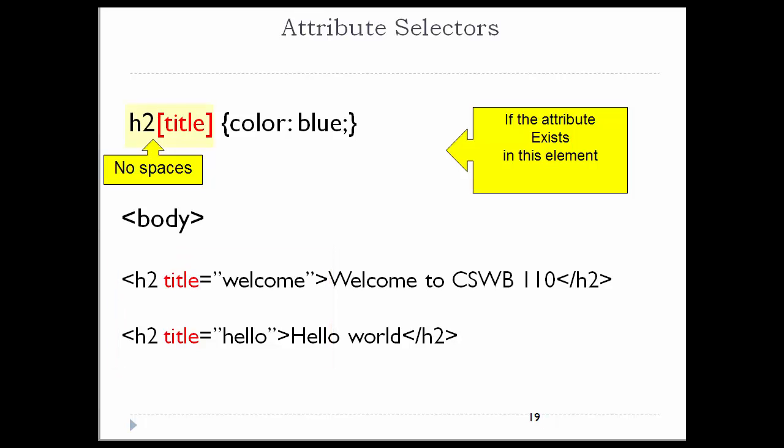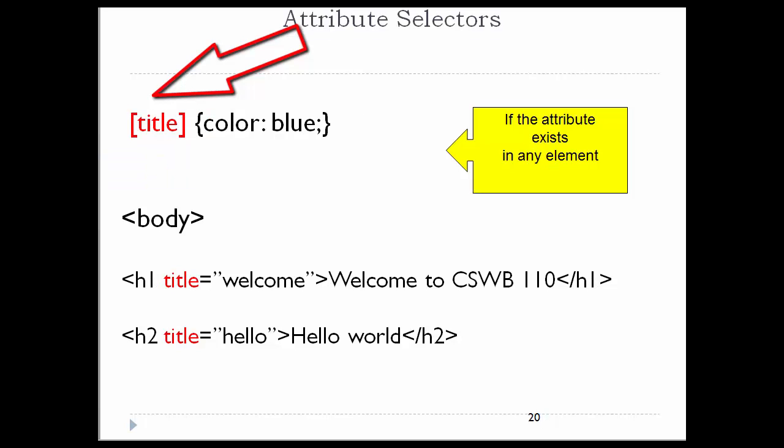So what our selector says, H2 title, and there are no spaces, it means that every H2 that has a title attribute will be the selector, and the styles on the right will be applied. It does not matter what the value of the title attribute is. In this example, the title attribute is directly tied into the H2. However, if it was sitting by itself, it would mean any title in any element. So be careful of that.